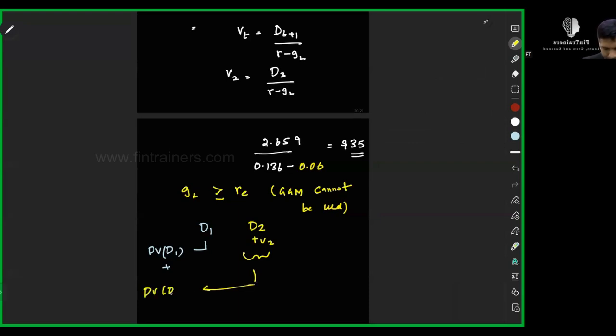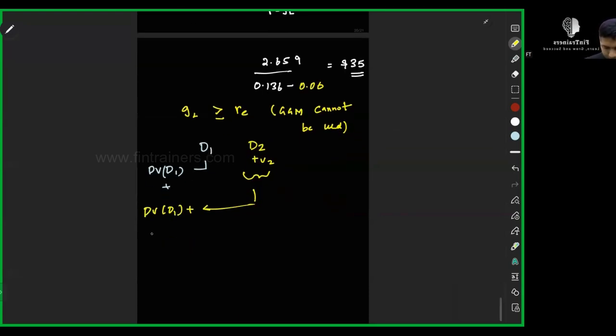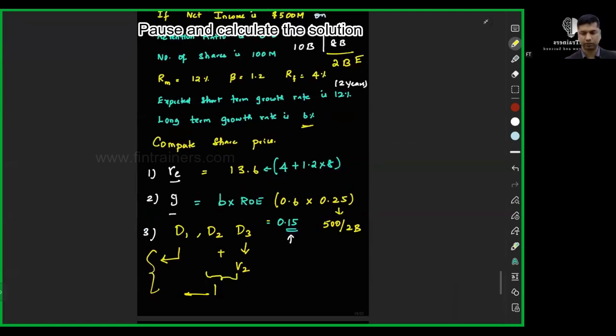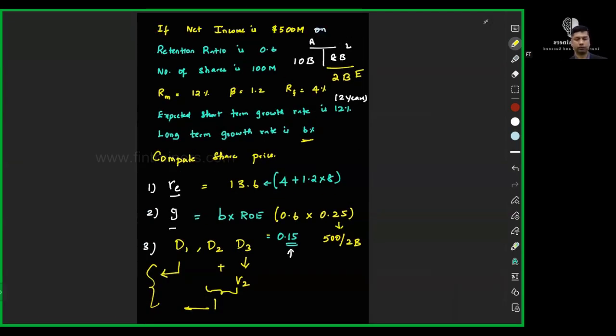PV of D1 plus PV of V2. So you add these three. So that is the value today, V0. Calculate the price today. Use your store recall in your calculator. It will be accurate instead of writing it down. So this was the share price.